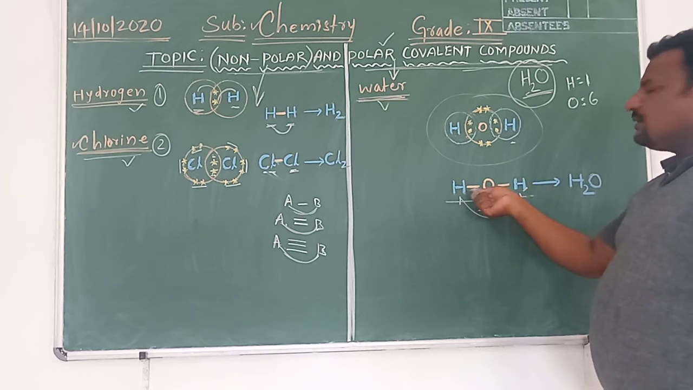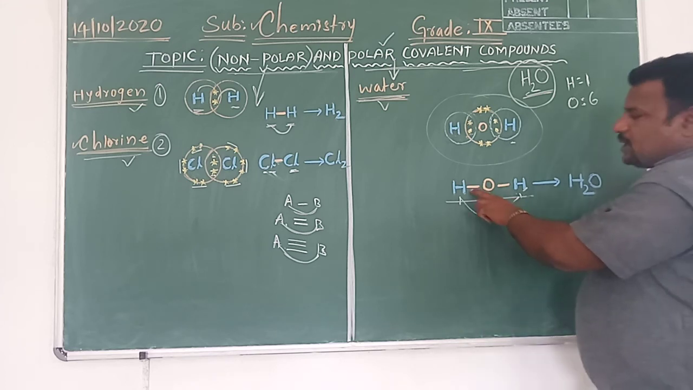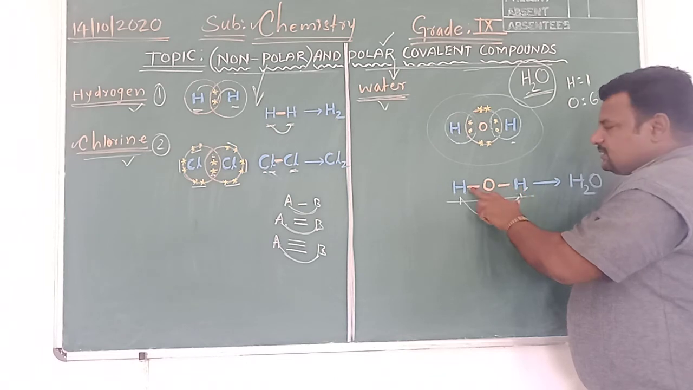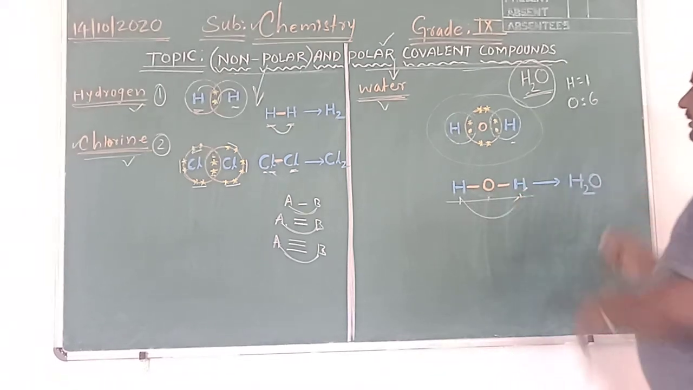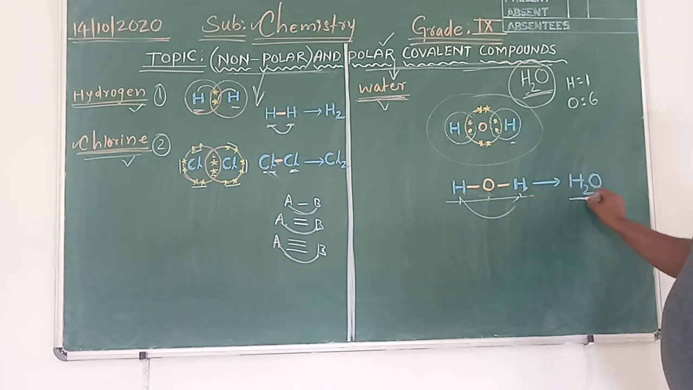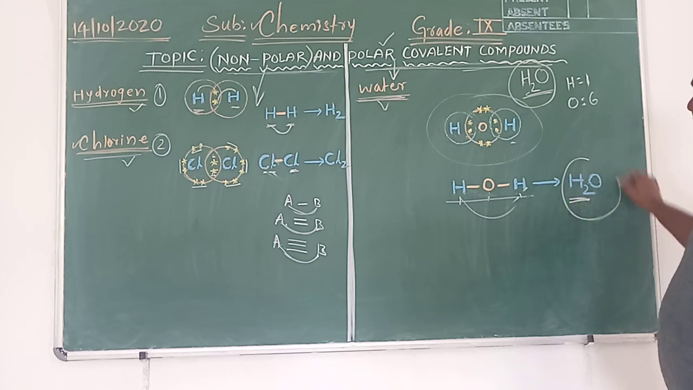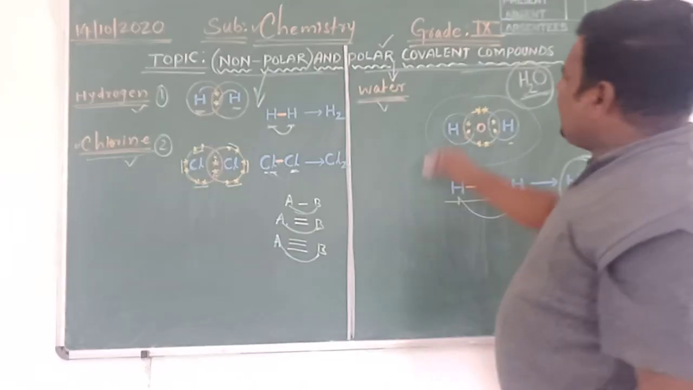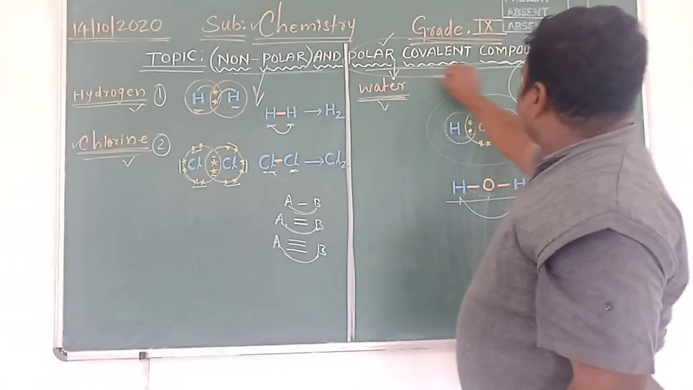So here again, this is denoted by a short line between the hydrogen and oxygen. That indicates there is a single covalent bond. So these two hydrogens become H2 and this one single oxygen becomes O. Hence it is H2O. In this way the water molecule is formed, and we call the water molecule a polar covalent compound.